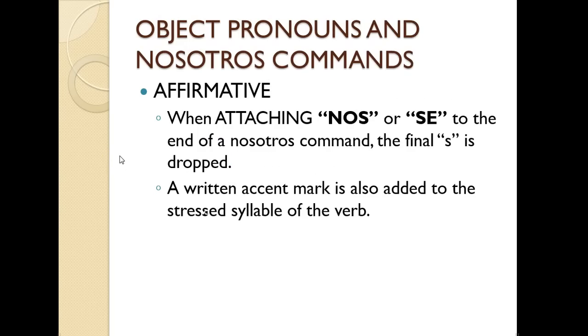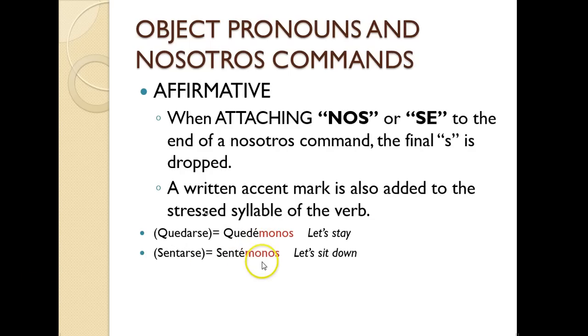With nosotros commands, when I'm attaching pronouns to affirmative commands, if I'm attaching nos or se to the end of a nosotros command, that final S is going to be dropped. And again, I'm adding a written accent mark to the stressed syllable of the verb. Here's some examples. Notice that if I take away the nos, I would have quedemos, but that S is gone. So quedémonos. Sentémonos. Notice again that that S that would be here is gone. Vámonos.